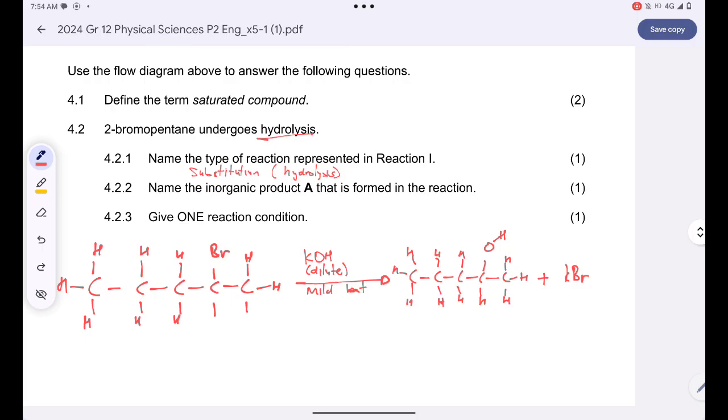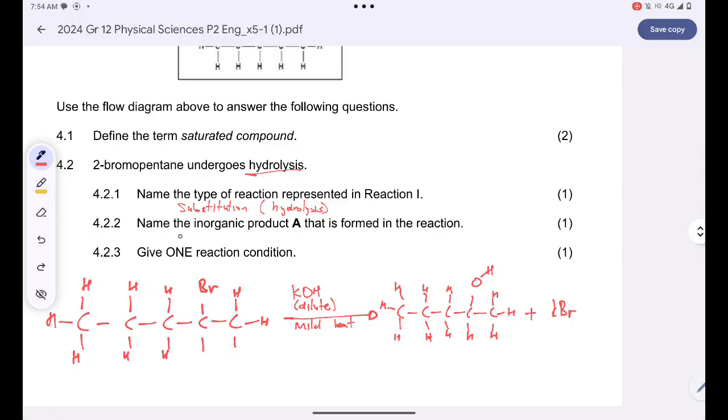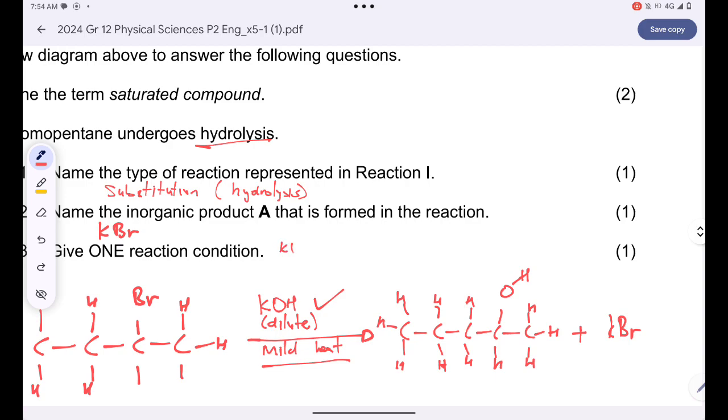Okay, and then we must name the inorganic product A. The inorganic product that we have, guys, is potassium bromide. Potassium bromide, né? And then we must give one reaction condition. We must have a dilute strong base, number 1. Secondly, we must have mild heat, né? The strong base, guys, is not only potassium hydroxide, né? It can be potassium hydroxide, it can be sodium hydroxide, it can also be lithium hydroxide as well.